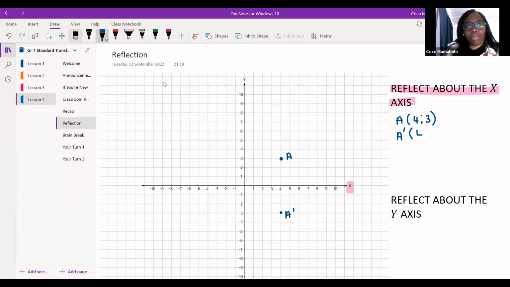And I see somebody swapped them around. Be very careful, guys. Nondumiso, the X value always comes first. Patiswa, make sure your X value always comes first. Okay, 4 and -3.